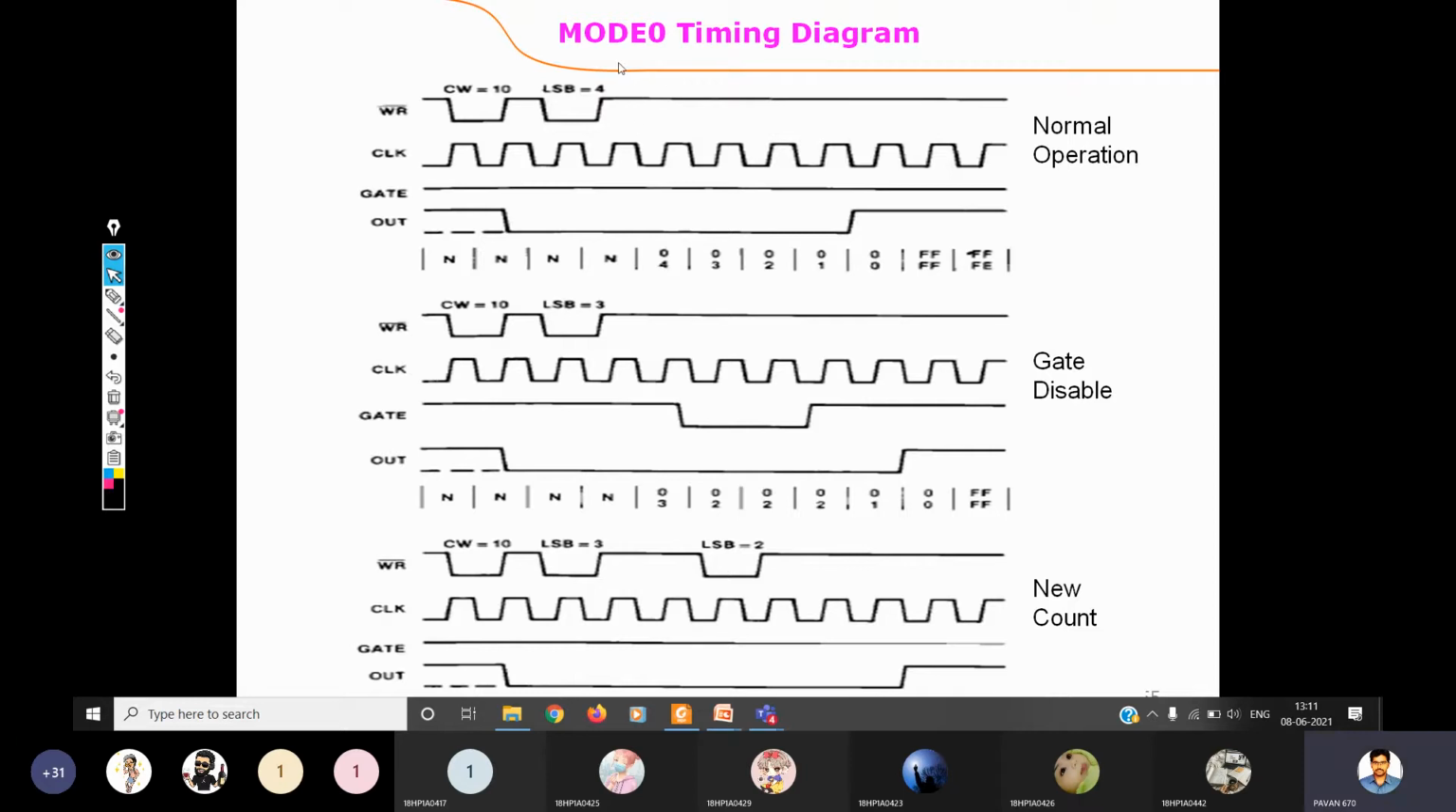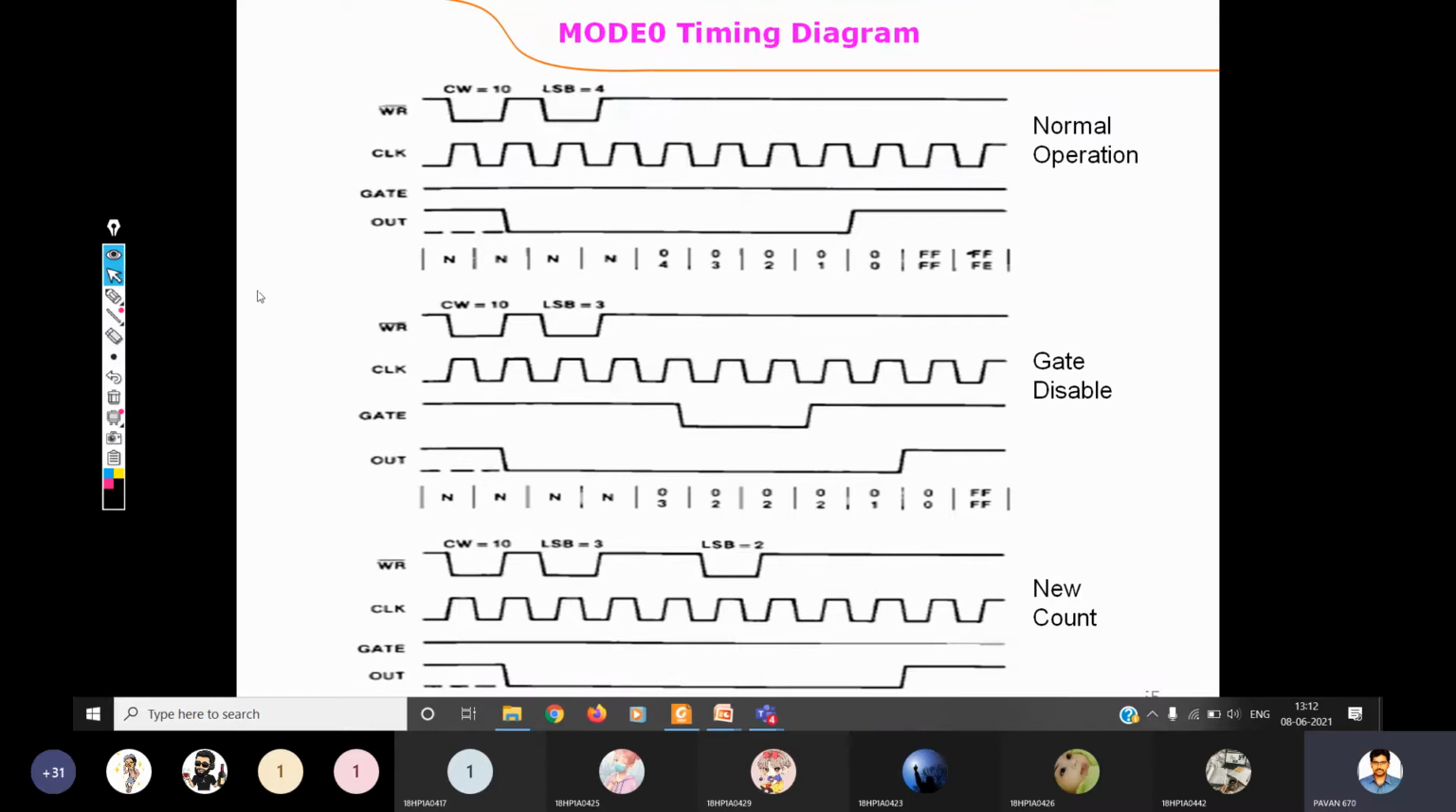Irrespective of the counter, whether counter 1, 2, 3, whatever it may be, the main focus is in which mode it is operating, mode 0 or mode 1 and so on up to mode 5. In that particular mode, what is the specific state: whether it is exhibiting the normal state, or a gate disabling state, or loading of a new value onto the counter register. Based on these situations, the timing diagrams have to be analyzed.